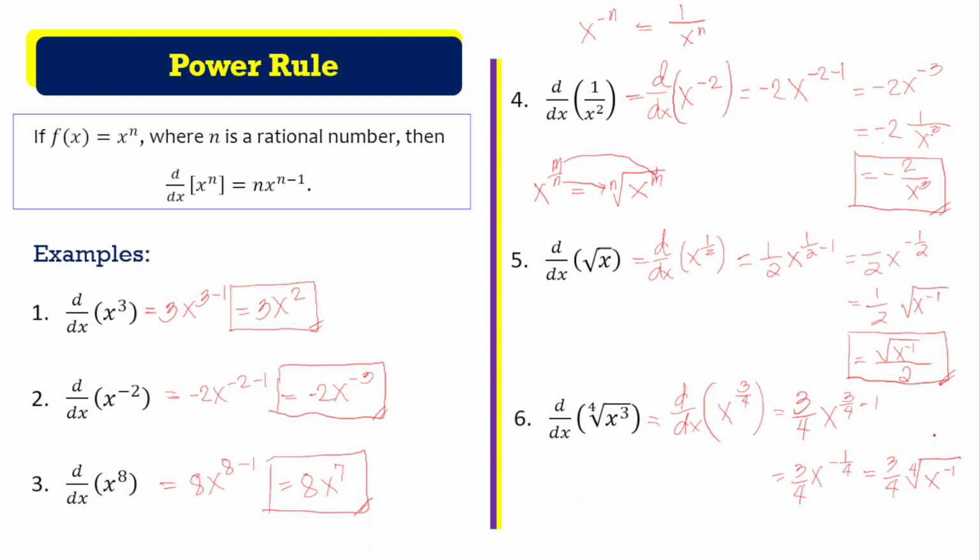Or if you want to multiply that, you can also write it this way. 3 times the fourth root of x raised to negative 1 is just 3 times the fourth root of x raised to negative 1, all over 4. You could have that as your final answer. Or if your answer is just this way, that's alright. And if your answer is just this way, that's also perfectly fine.